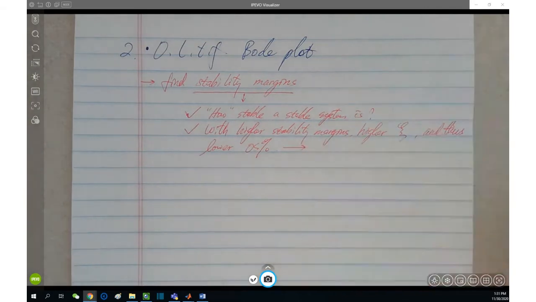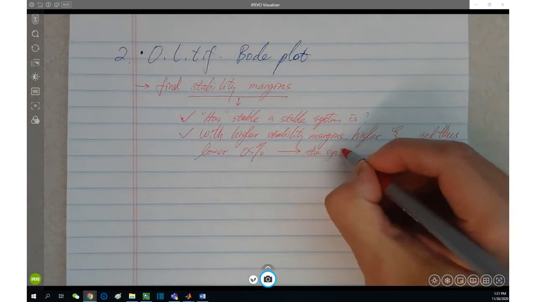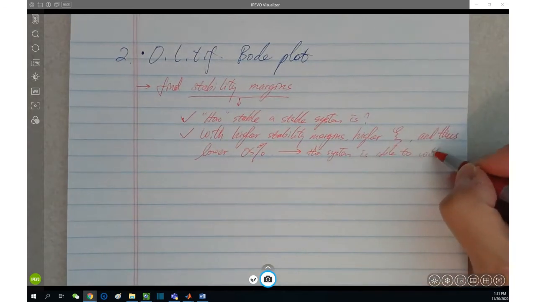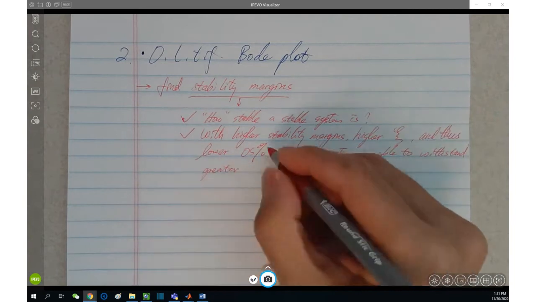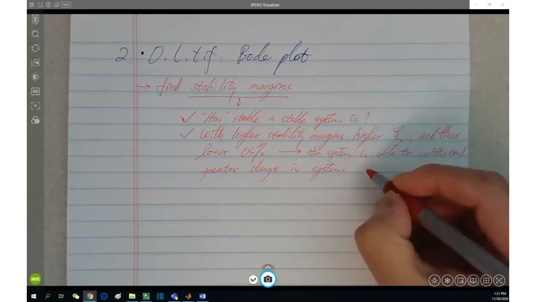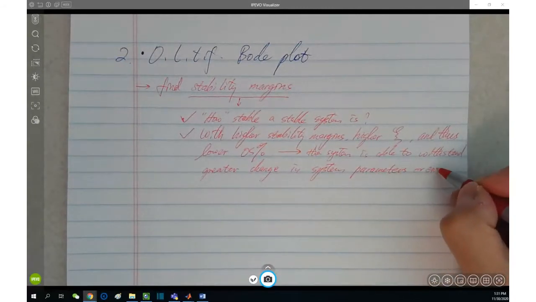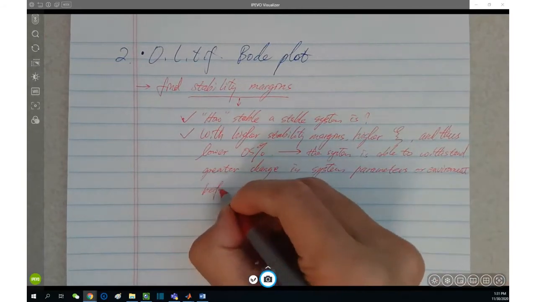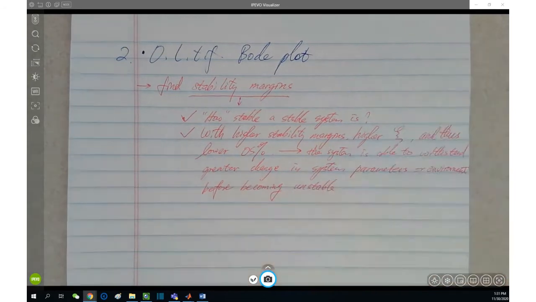And what does this mean to a general system? It means the system is able to withstand greater change in, say, system parameters or environment before becoming unstable. Does it make some sense?